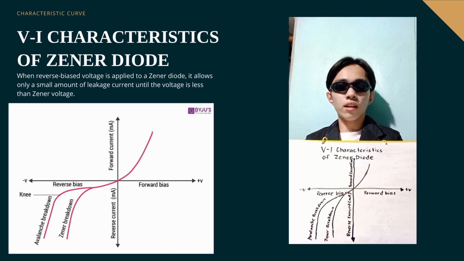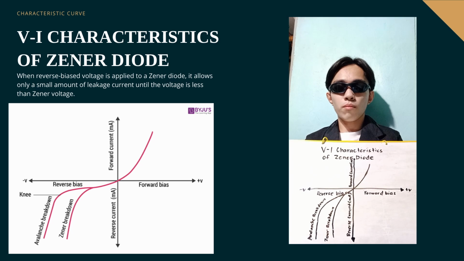At ang pangalawa nating tatalakayin ay all about reverse characteristics of Zener diode. So, sa reverse characteristics of Zener diode, when a reverse voltage is applied to a Zener diode, initially, a small reverse saturation current I0 flows across the diode. So, this current is due to the thermally generated minority carriers.